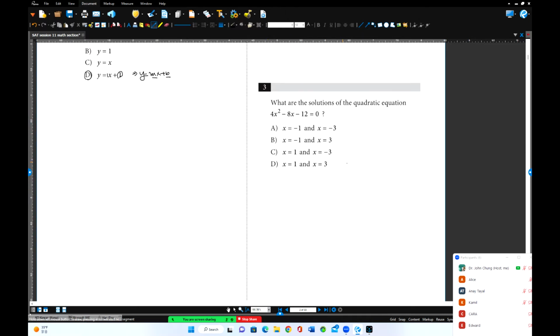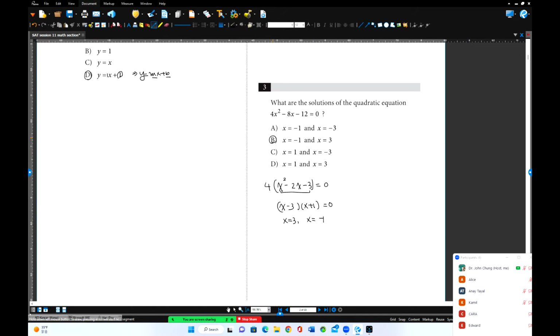What are the solutions of the quadratic equation? When you look at the choices, they are all integers, so it's going to be factorable. When you divide by 4, x squared minus 2x minus 3 equals 0. The common factor is 4. You can move it to the front, it doesn't matter. Inside the parentheses must be 0. You can factor this: x minus 3 and x plus 1 equals 0. So x equals 3 and x equals negative 1 are the solutions. Choice B is that.